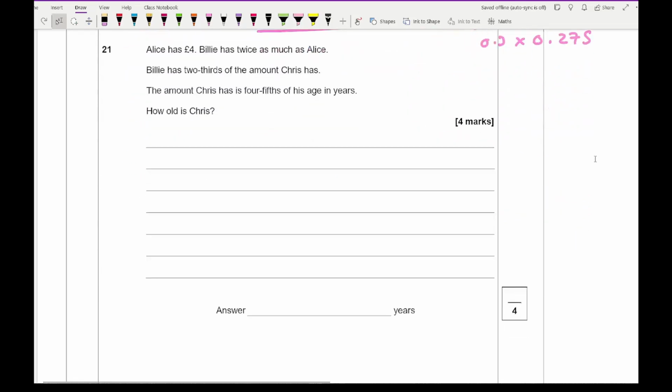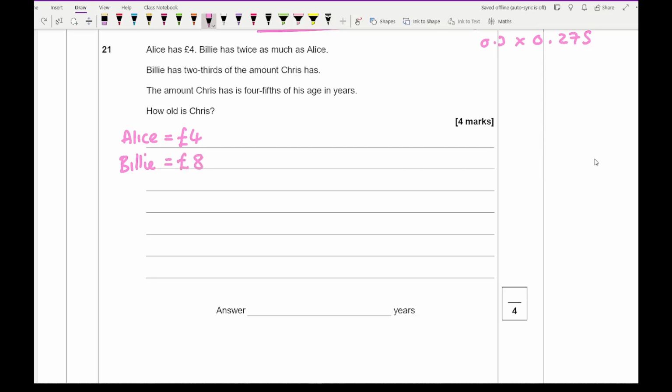Moving on to question 21, it says Alice has £4, Billy has twice as much as Alice, Billy has 2/3 of the amount Chris has, and the amount that Chris has is 4/5 of his age in years. How old is Chris? So for this, what we need to do is, first of all, let's just write down the facts that we know given in the question. So we know that Alice has got £4. We know that Billy has got twice as much. So that's going to be 4 times 2, which is 8.